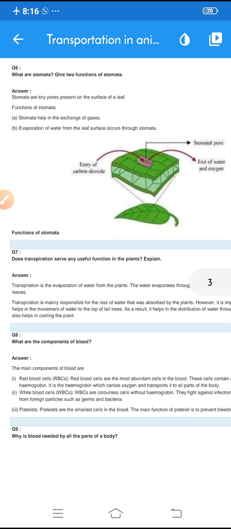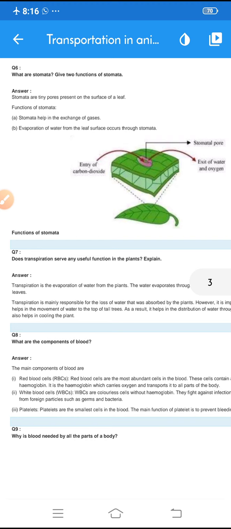Dear students, in the previous class I started the exercise part of the lesson Transportation in Animals and Plants. I completed question number 1 to question number 5 of the exercise. So in today's class, let me continue the remaining part of the exercise. Let me read question number 6. Okay, let's start with this.